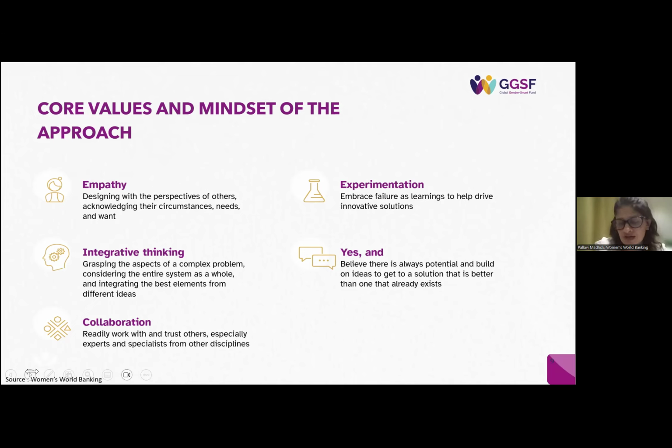The next 2 go hand in hand, which is integrative thinking and collaboration. Most of the problems we solve are what we call wicked problems. They're not easy to solve. So you really need to think out of the box. And with integrative thinking and collaboration, you can really think out of the box.